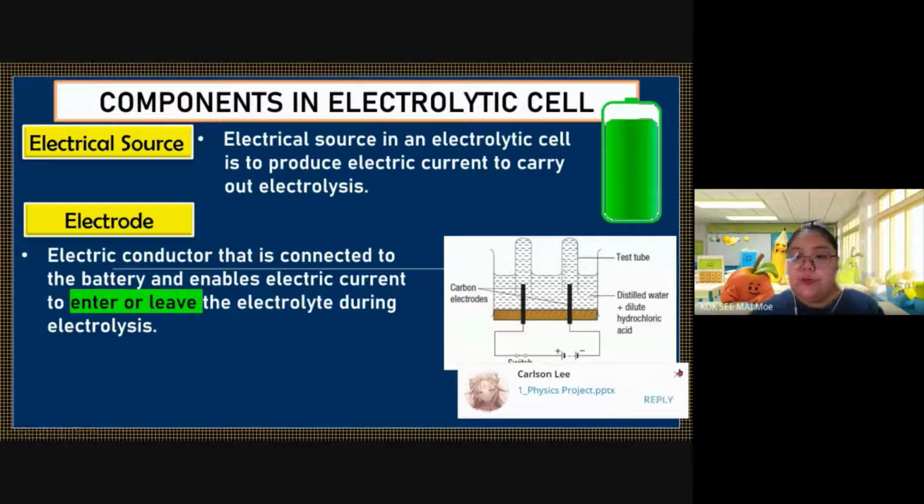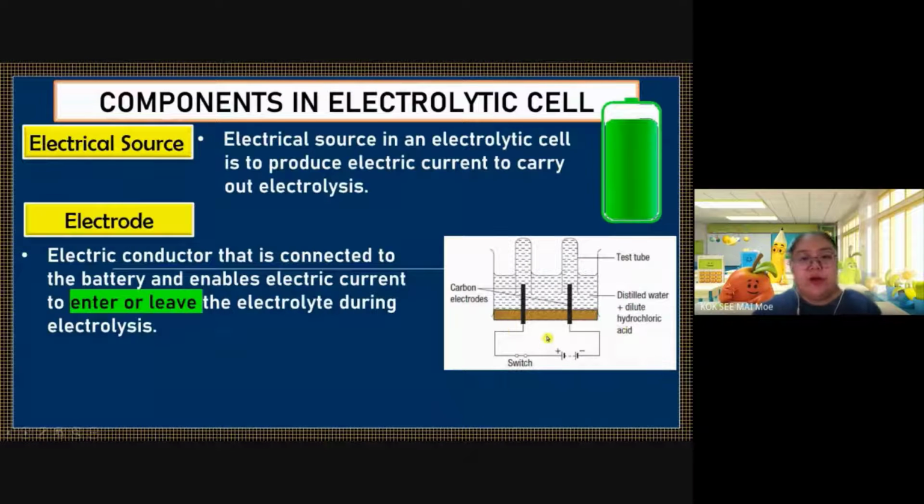So from here, this is one of the diagrams. We can also say it is the same as the electrolysis, because they have two electrodes. The electrode is the black color one.